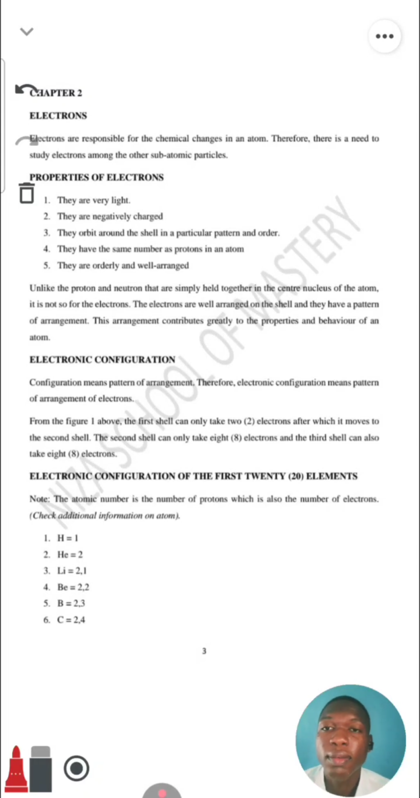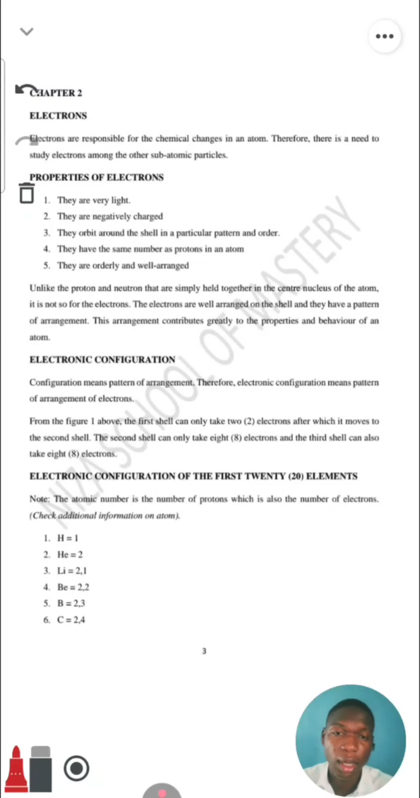Properties of electrons. They are very light, of course, we found that. They are negatively charged. They orbit around the shell in a particular pattern and order. Yeah. They go around the shell. We've learned that before. All right. They have the same number as protons in an atom. Yeah, very important. If you want to know the number of electrons that is in an atom, just go and check the number of protons. So once you know the number of protons, that's the number of electrons.